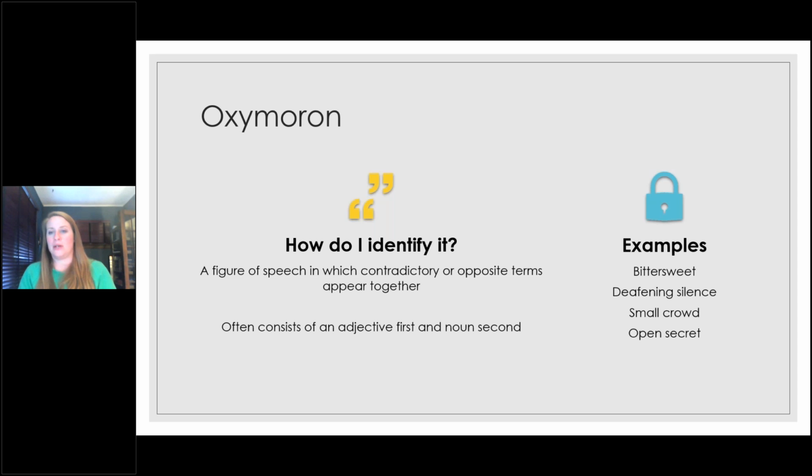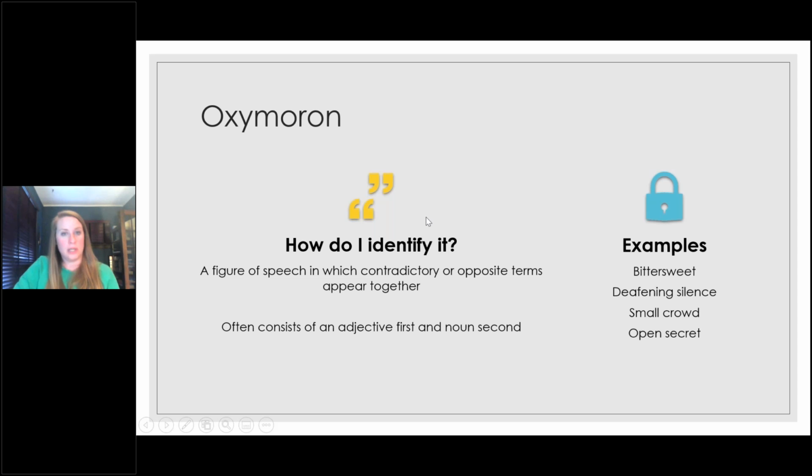A small crowd is also a good one because crowd naturally means a large group of people. So how can a large group of people be small? But in a way, it's a good descriptor because it lets you know maybe this isn't the Million Man March. This is more like 200 people standing around somewhere. So it gives you something to visualize. And lastly, an open secret. Secrets are typically something that are supposed to be hidden or just kept between a couple of people. An open secret is likely something that everyone knows but no one talks about. So that makes it an oxymoron.